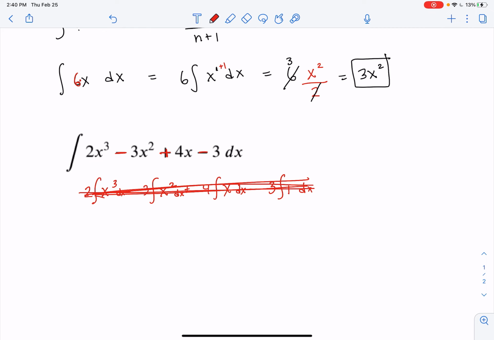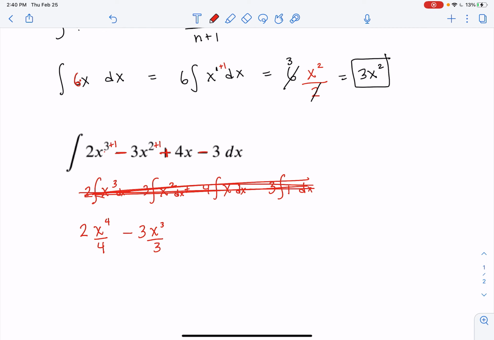So the first one, we're going to copy down the 2, because remember, we're kind of factoring it out. And then that x cubed, I'll add 1 to the power, and then divide by the new power. Let's move on to the next piece. So copy down the minus 3. That x squared gets added 1 to the power, which becomes x cubed, and then divide by that higher power.